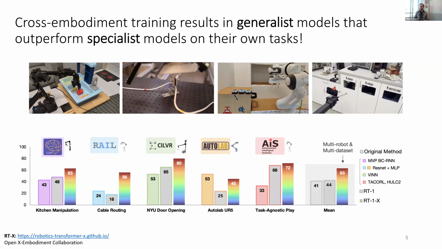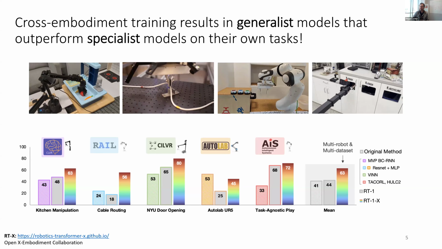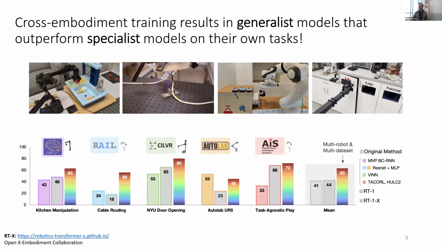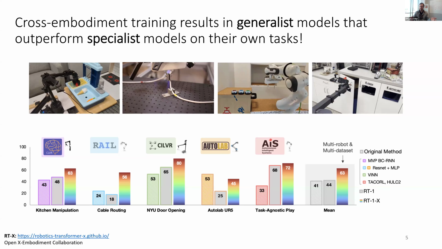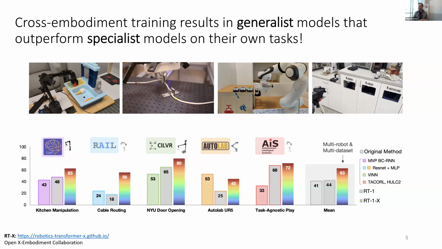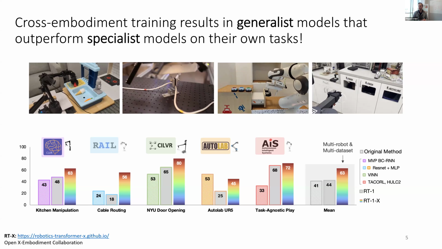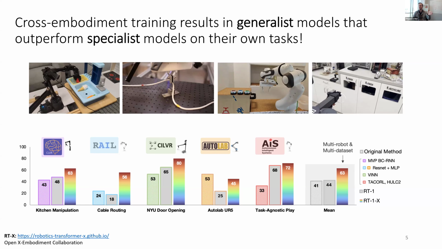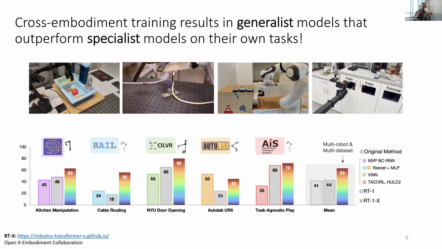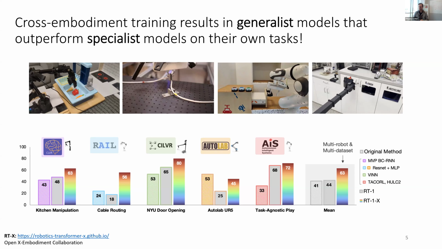So these are the results, and the important bar graph is on the right side, showing the mean. The rainbow-colored bar is the success rate of the cross-embodiment model trained on RTX. The left striped bar is the average over the individual domain-specific models, and the solid bar is a baseline model that was also trained on the individual domain-specific data sets.